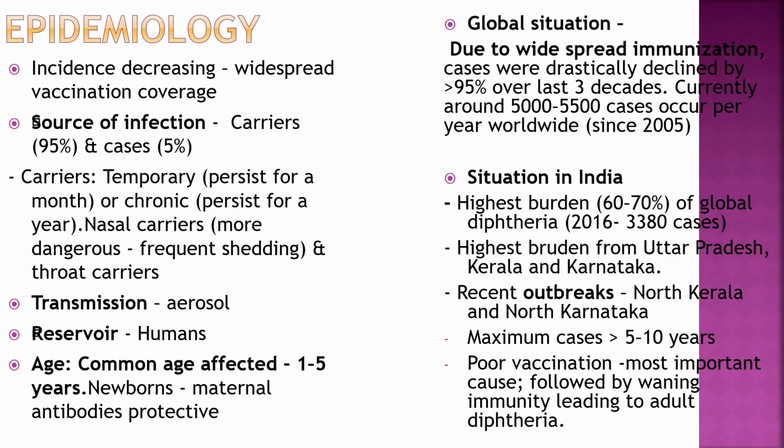The incidence is decreasing due to widespread use of vaccination coverage. The source of infection is carriers 95% and 5% from the cases. The carriers are temporary, persisting for a month, and chronic, persisting for a year. The nasal carriers are more dangerous because they shed bacilli more frequently, then the throat carriers.